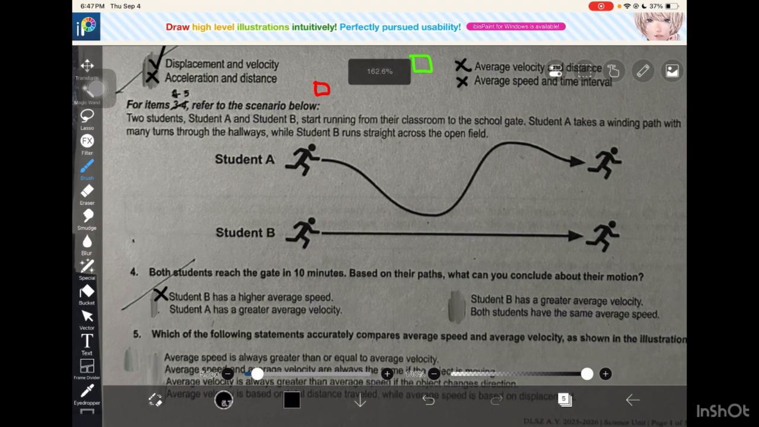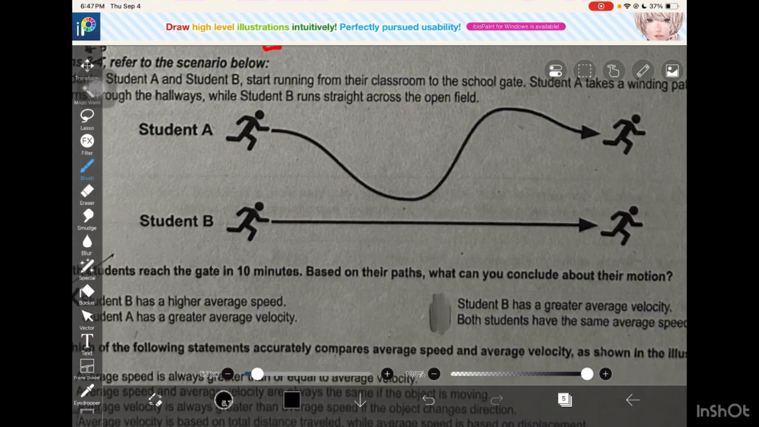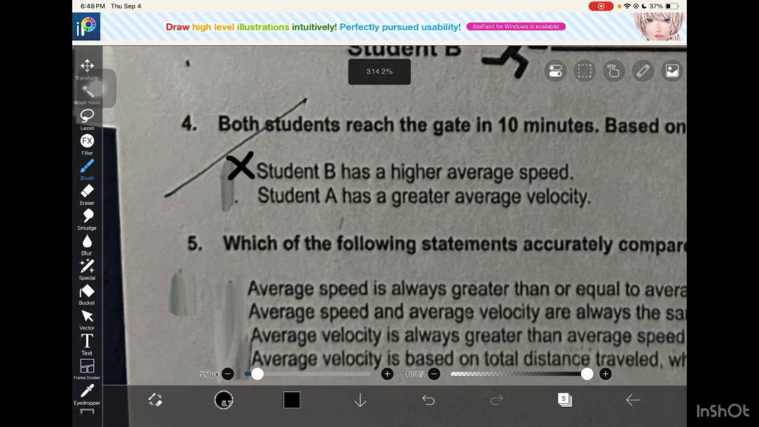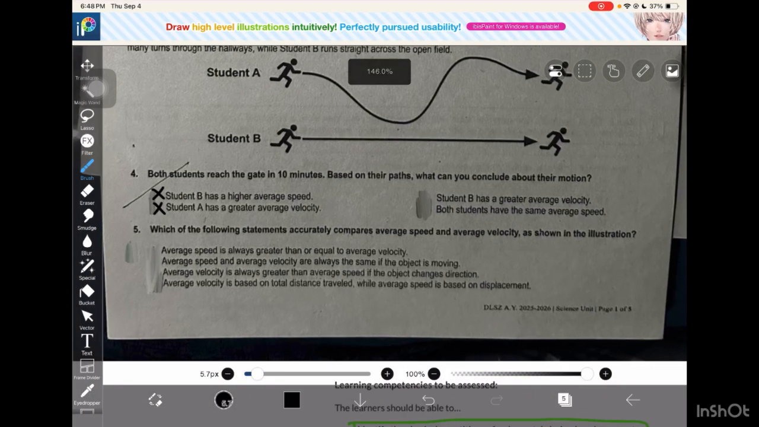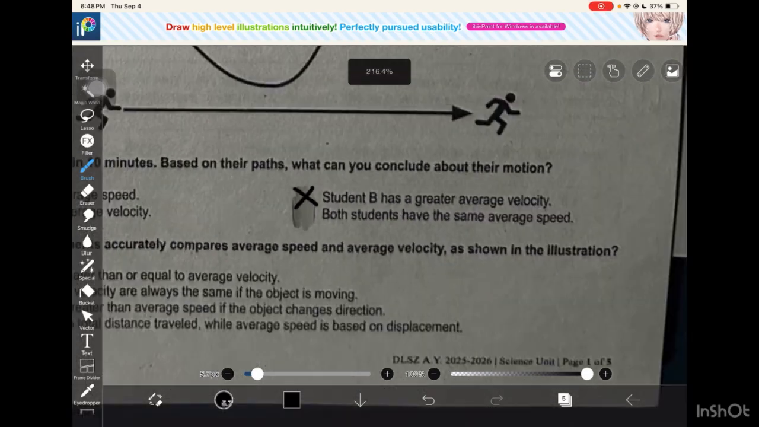The thing is, they start at the same point, and student B just took the most efficient path, but their displacement is the same, because these two people started from the same location and ended at the same location as well. So their displacement is equal, and since displacement is equal and time is equal as well, velocity would be equal. So this is false. Same thing here, average velocity, so false here.